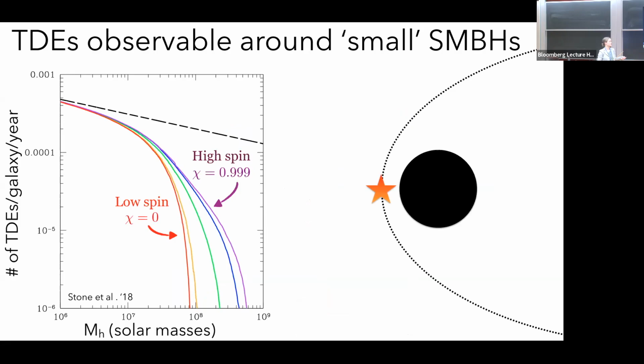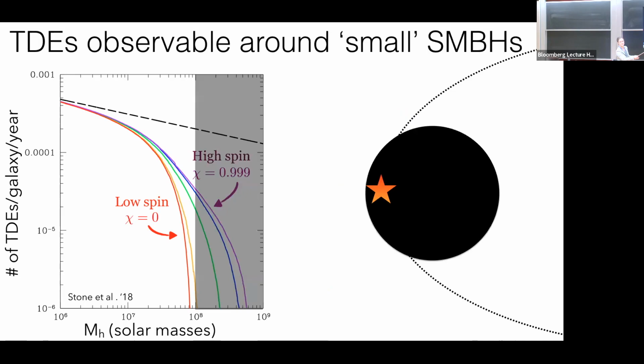And this is because partly due to rates, but also because at higher masses, the star is disrupted within the event horizon of the black hole. And so this is spin dependent, but generally occurs around 10^8 solar masses for most of these stars.